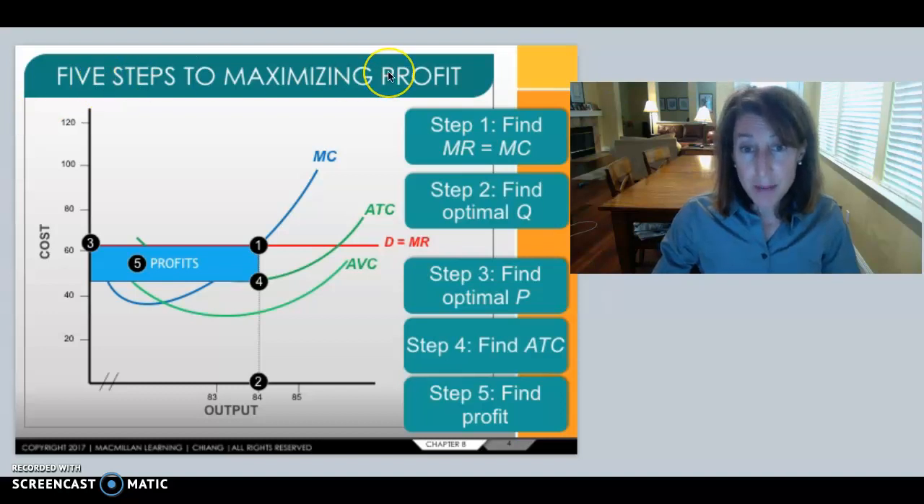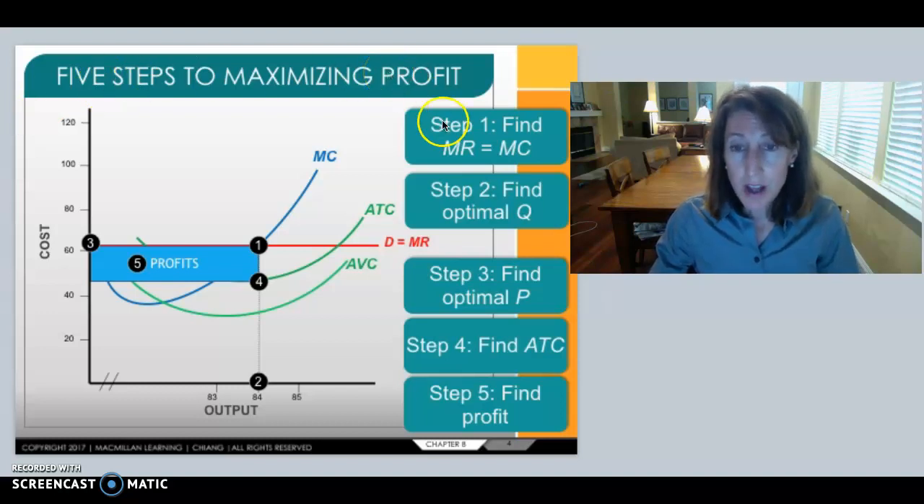There are 5 steps. These are good to feel familiar with. The first is find where marginal cost equals marginal revenue. Well, marginal revenue equals marginal cost, same thing. The idea is if these two things are not equal, then the firm can do better.